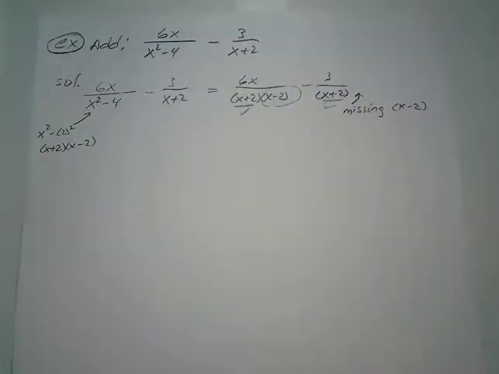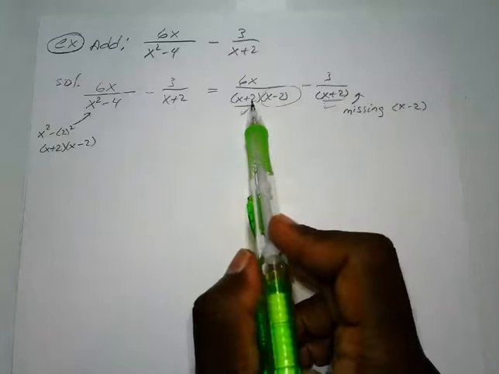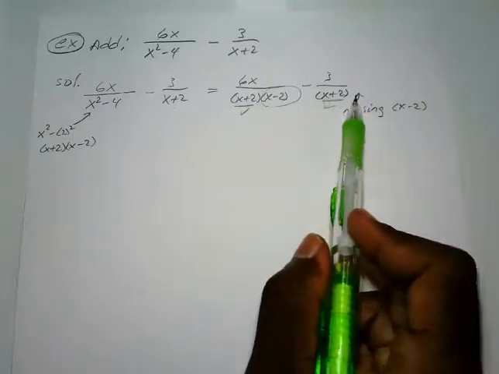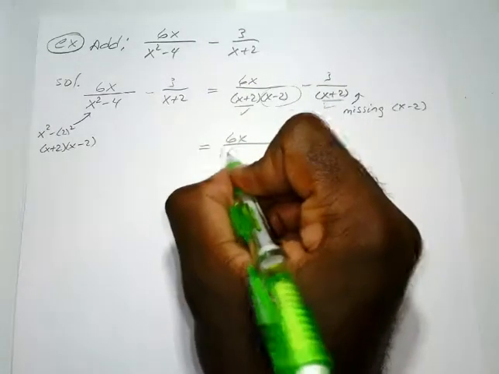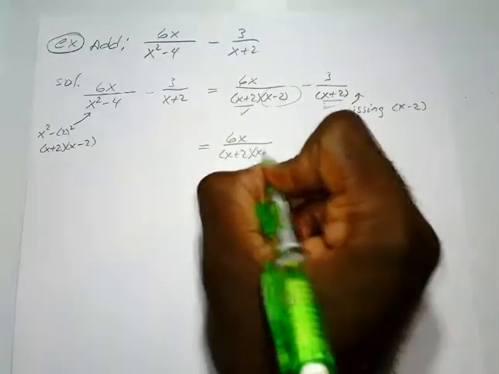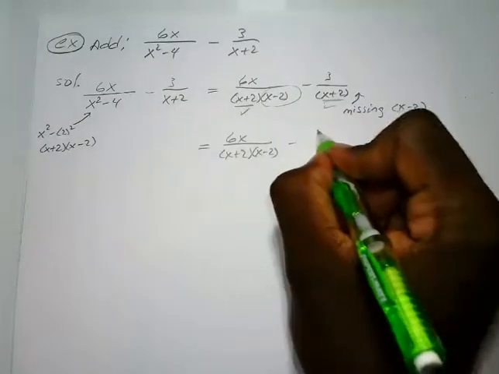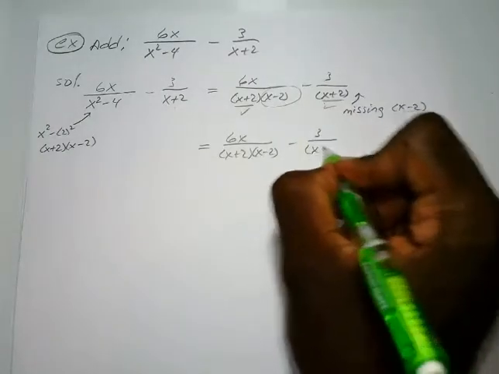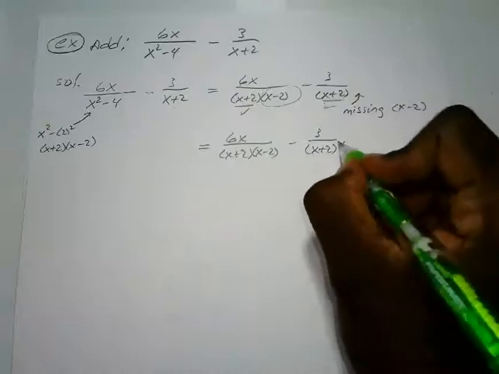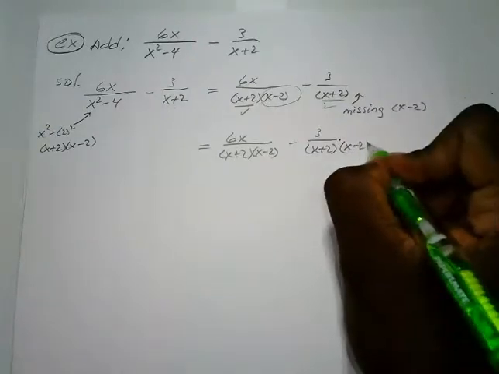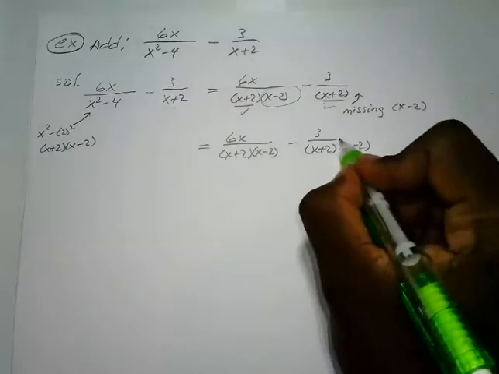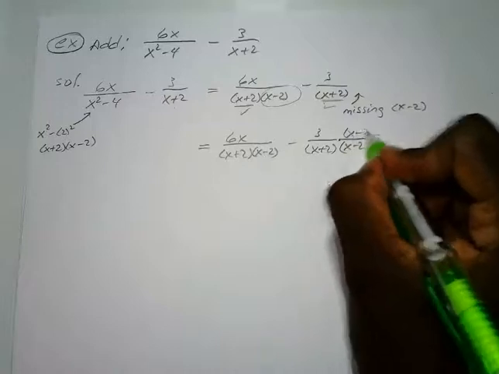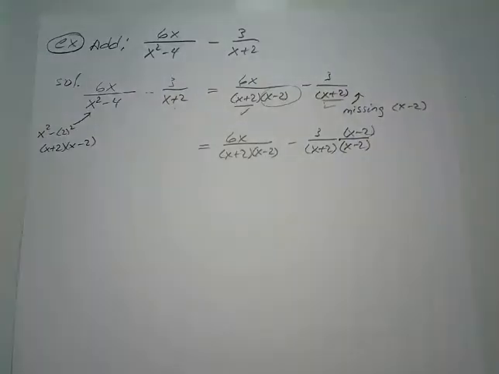Alright. Well, it's real easy because all we have to do is multiply the x plus 2 times x minus 2, but on this side. Okay, so we have 6x over (x plus 2)(x minus 2), minus 3 over x plus 2. Then we just multiply the denominator by x minus 2. But remember, anything you do to the denominator, you have to do to the numerator. So you have to multiply this one by x minus 2 also.